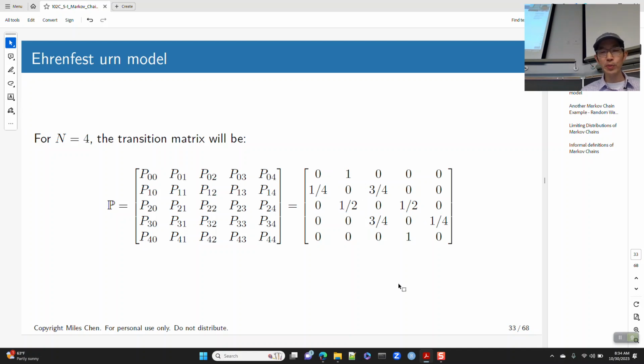If you started off with 4 balls in urn A, then you have no choice. If you pick one random ball, it's going to come from urn A, and you're going to end up with 3 at the next step. So probability P43 is going to be 1, and then we have 0s everywhere else, and similar logic applies to the other ones. So this is going to be our transition matrix if we have a total of 4 balls or 4 molecules in our entire system here. So that's what the transition matrix to define our Markov chain will look like for the Ehrenfest urn model.